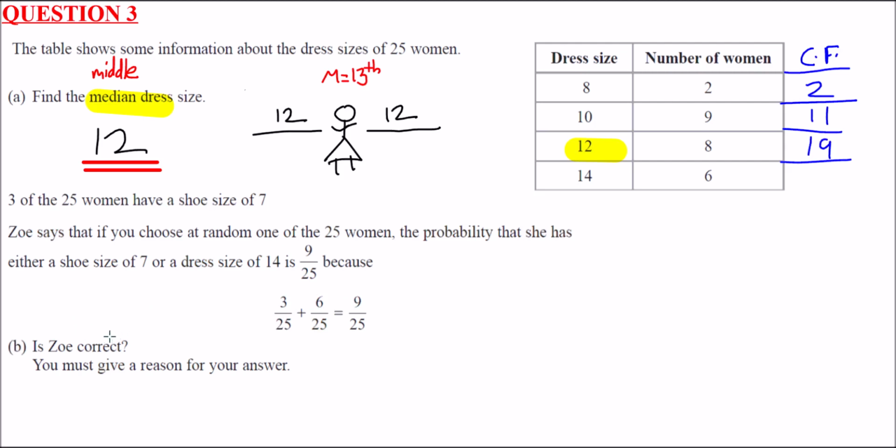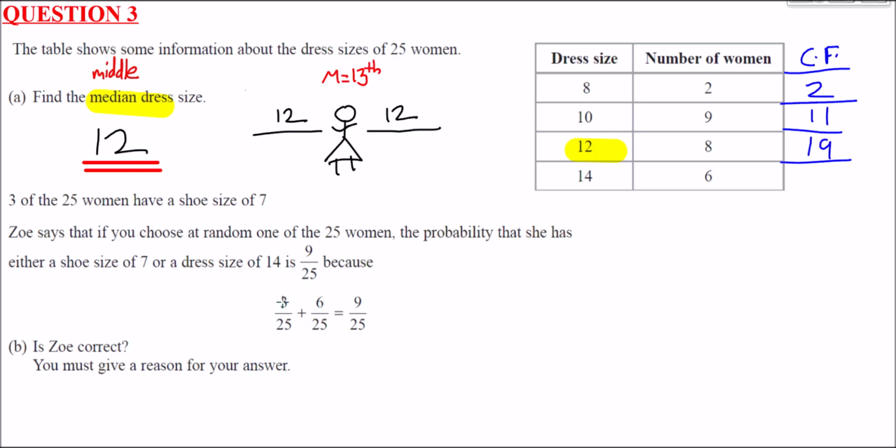Well, she's not correct, but we need to be careful as to explain why. The maths on the surface is fine. 3 out of 25 as a fraction looks reasonable. And as she says, she thinks that 6 out of 25 women have a dress size of 14. If you check the table, you can see that she's right. 6 women have a dress size of 14. So this maths is absolutely fine. 3 out of 25 have a shoe size of 7, and 6 out of 25 of them do have a dress size of 14. But she's done wrong by adding together these fractions.